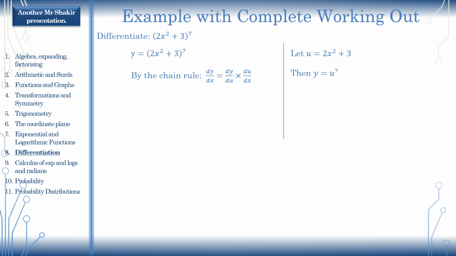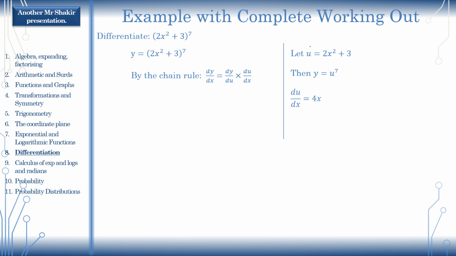And now, to use the chain rule, I will need to know the derivative of y with respect to u. So we're going to differentiate that. Multiplied by the derivative of u with respect to x. So we have to multiply by the derivative of that. So let's find out the derivatives first.